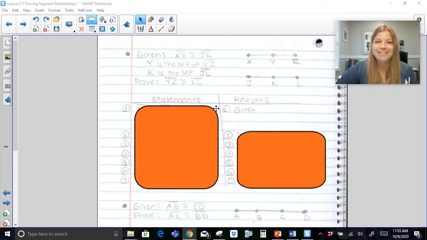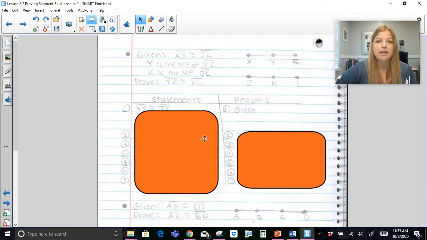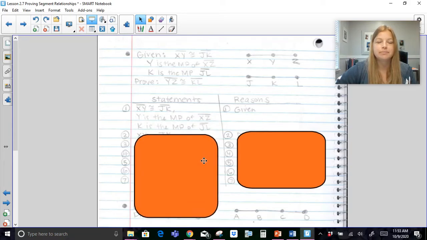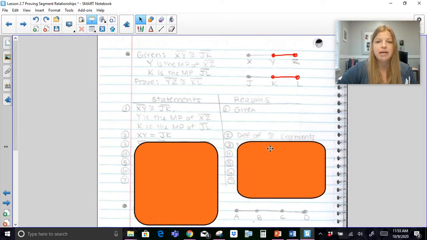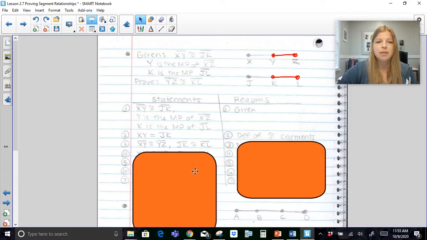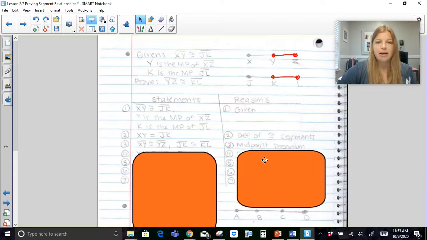Okay, I hope you did what I just told you and you are checking your proof. So here you, of course, have your first statement. We are trying to prove that YZ is congruent to KL. So based on what we're given, we are given about a midpoint. We can then say, basically in the first statement, hey, segment XY is congruent to segment JK, so XY is equal to JK. That's definition of congruent segments. We can also make two statements based on the midpoint. Segment XY is congruent to segment YZ. Segment JK is congruent to segment KL, and that's your midpoint theorem.